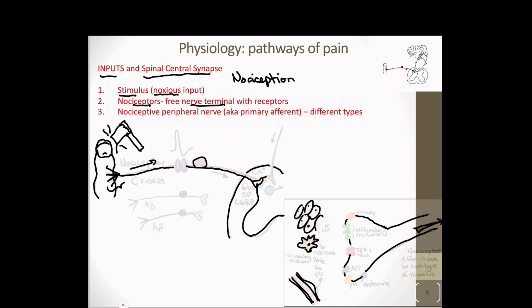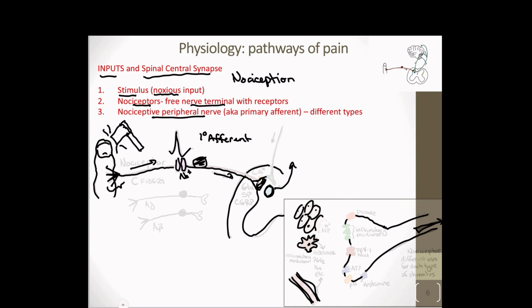That's going to send a signal along this nociceptive peripheral nerve, and we call that also a primary afferent. And here's the cell body. We're going to send an action potential along using sodium and potassium channels. That's going to go into the spinal central synapse, and then that's going to synapse onto, so here's our synaptic terminal, it's going to synapse onto those neurons that go up to the brain.